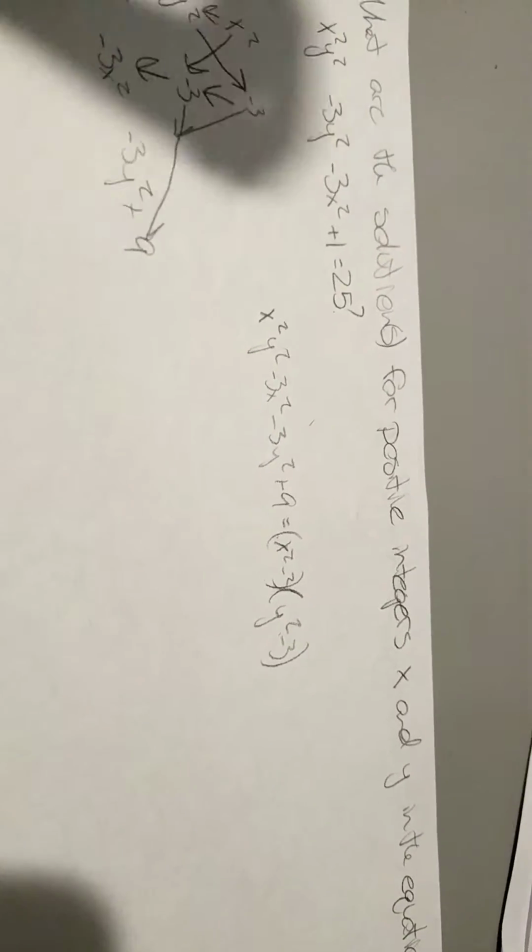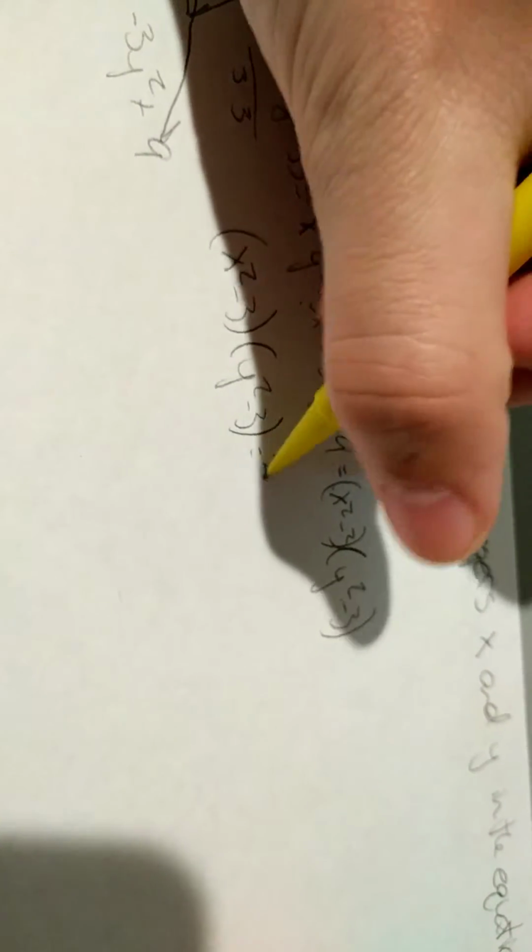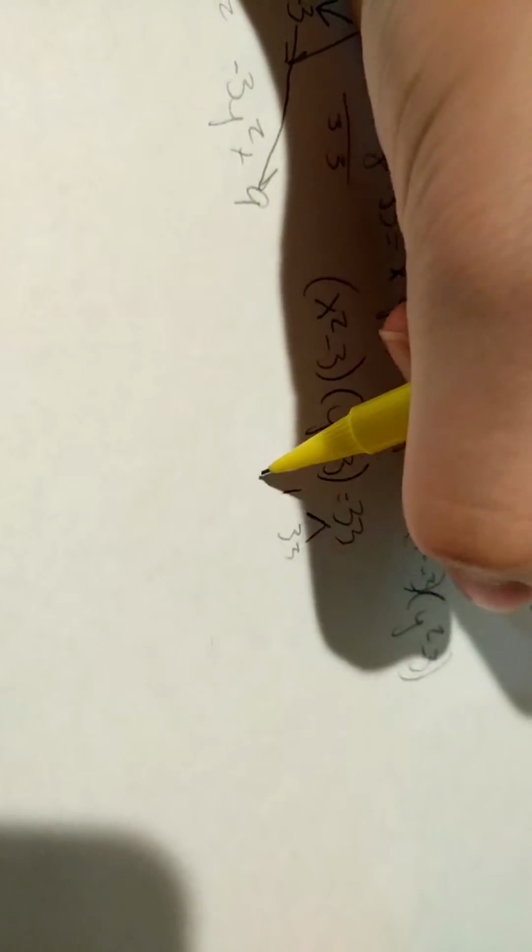So to do that, the only thing missing is I need to add 8 to both sides. So once I add 8 to there, I get the plus 9, and when I add 8 to 25, that would be 33. Okay, so now I have x squared minus 3, y squared minus 3 is equal to 33. Now here I can break up 33 into 1 and 33, or 3 and 11. Those are the only factors it has.